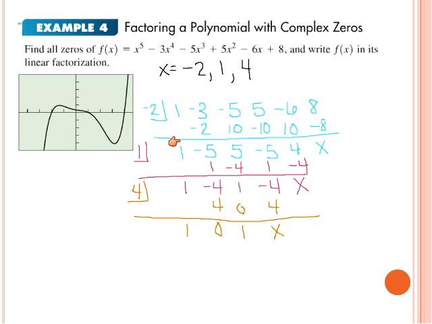Remember, every time we do the synthetic division, we go down a degree. So this would be x to the 4th, x cubed, x squared, right? So we know that that's a 1x squared plus 0x plus 1, which is technically just your x squared plus 1.